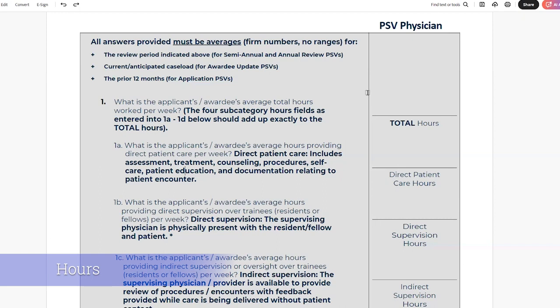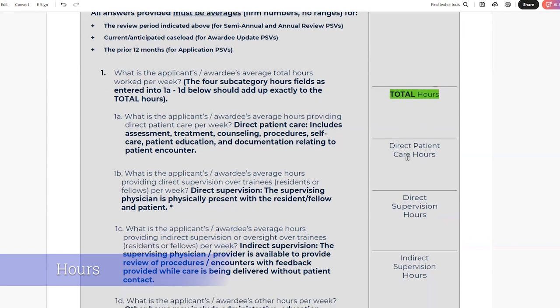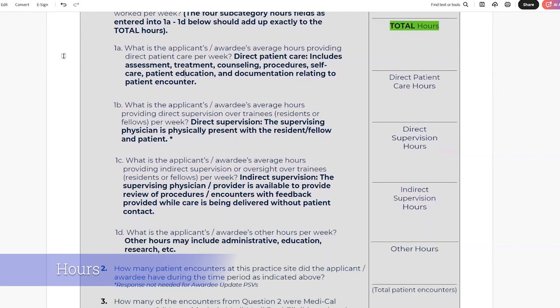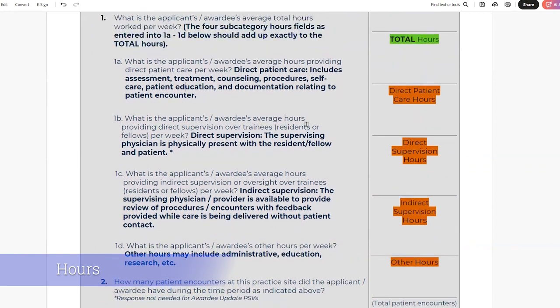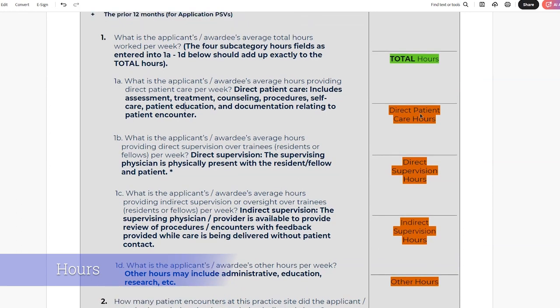The next component is the hours, starting with your total hours and then segmenting into the 4 subcategories of hours below. I will highlight these in orange. These are direct patient care, direct supervision, indirect supervision, and other hours, with each subcategory defined on the left. The hours indicated in these 4 subcategories must equal the total hours listed above.